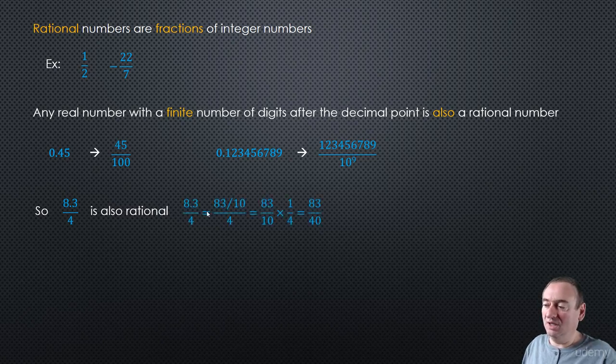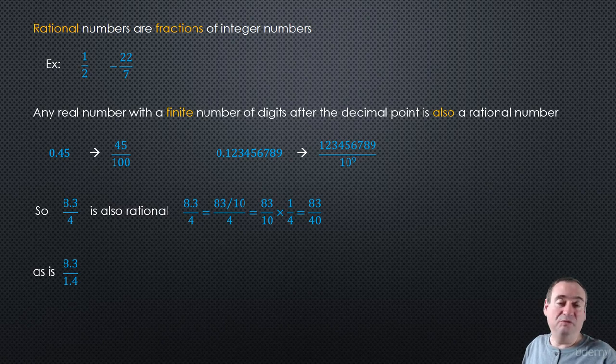How do we get that? Well, 8.3 is the same thing as 83 divided by 10, and divided by 4, and if we work out the multiplication, we simply get 83/40. So 8.3/4 is the same thing as 83/40, so that is a rational number.